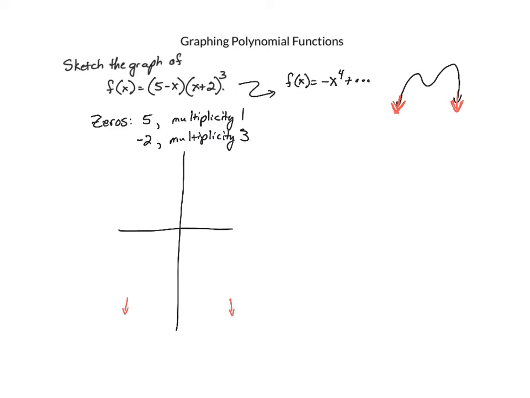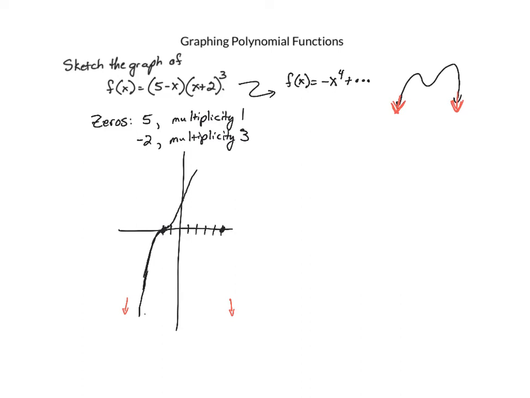Negative 2, negative 1, negative 2 right here, and 5. 1, 2, 3, 4, 5 right here. So I'm going to start from down here, and I'm going to come up, and oh, the multiplicity at negative 2 is 3. That means it's going to come up. It's going to flatten out a little bit there. I could do a little bit better. Flatten out. And then head on up, because it definitely crosses because it's odd.